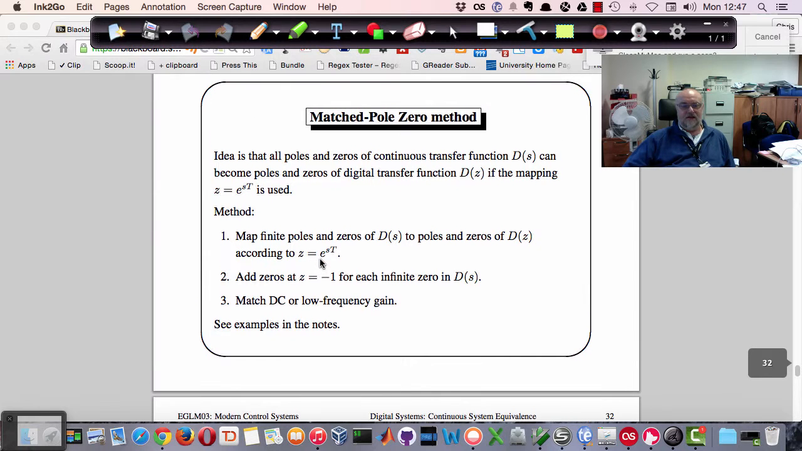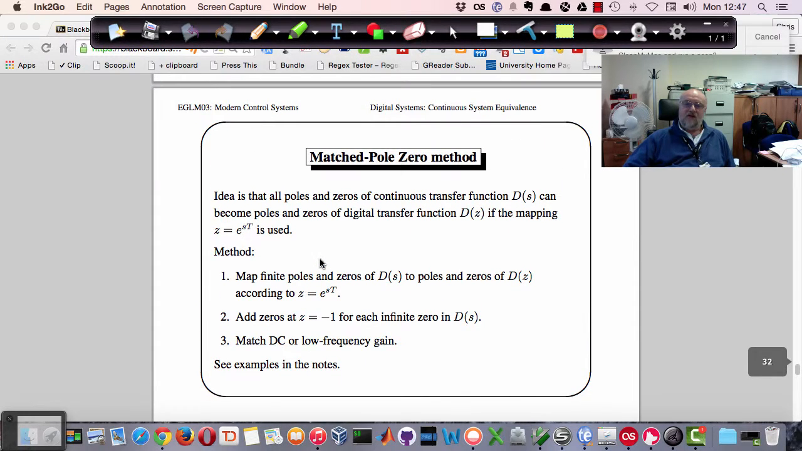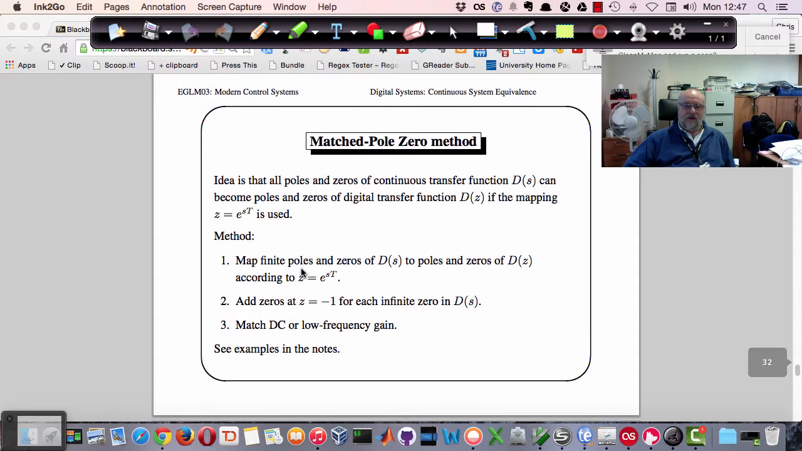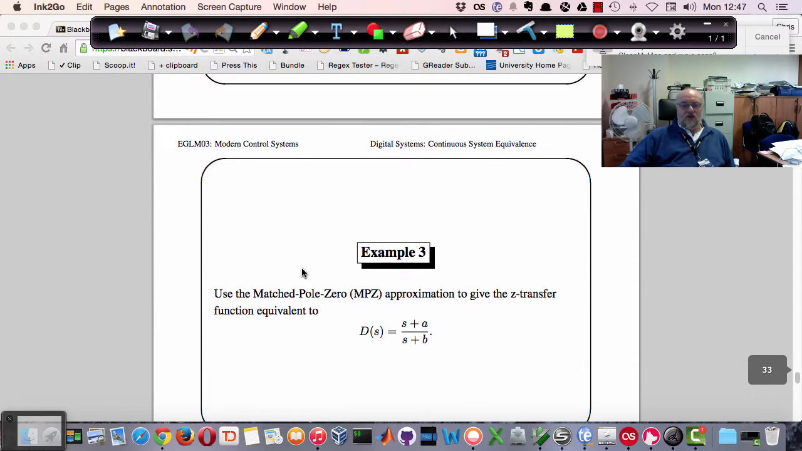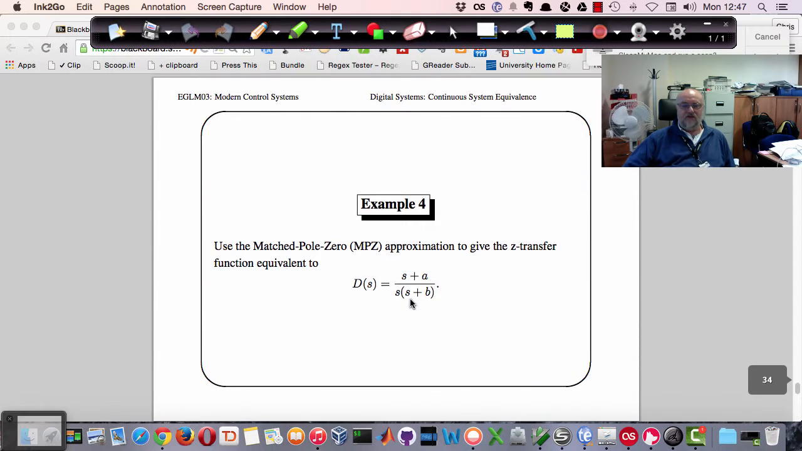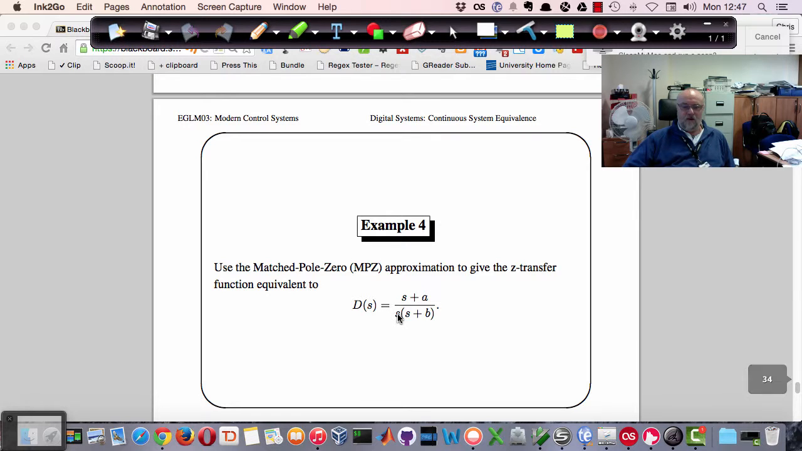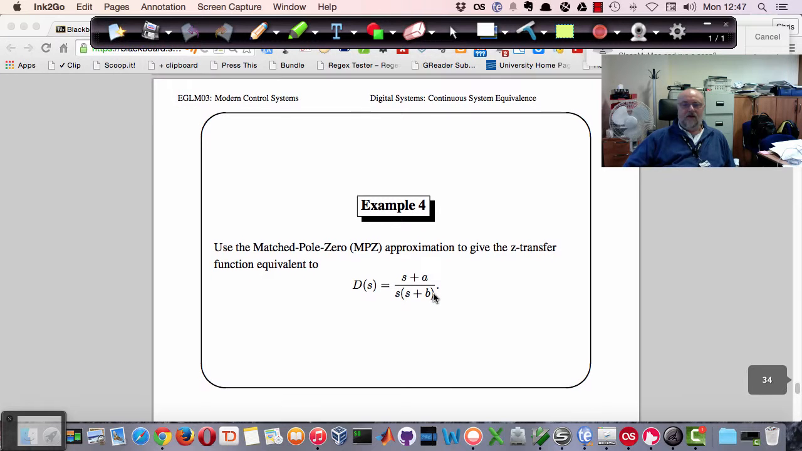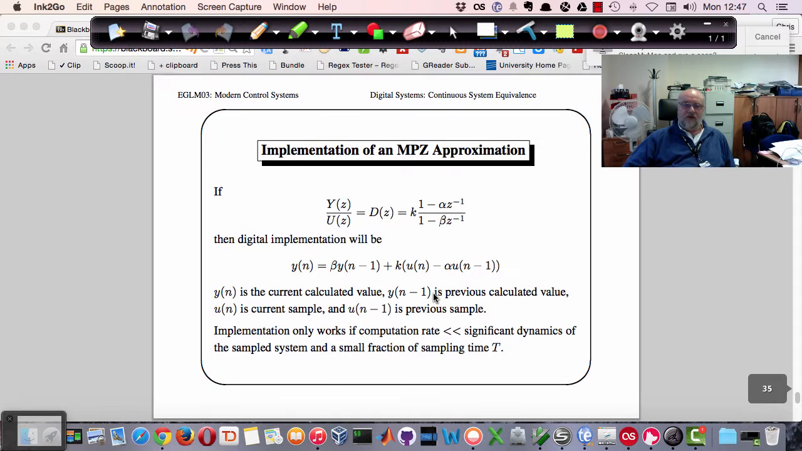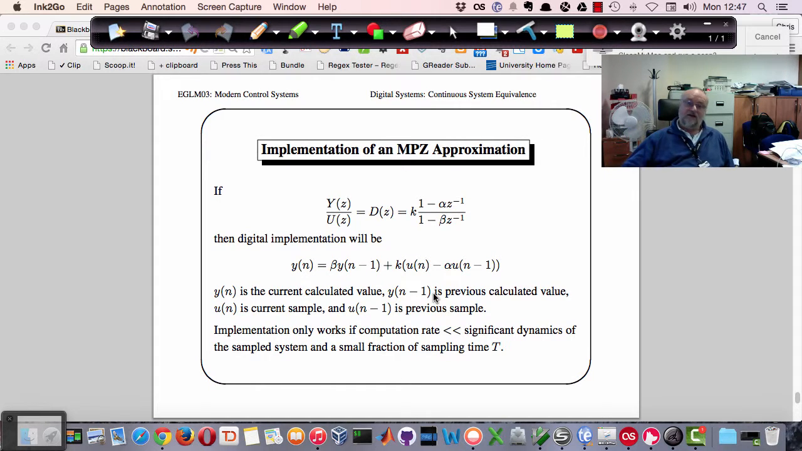And then we match the DC and or low frequency gains so that the two transfer functions have the same DC relationship. So we will show you how we use that operation in this example. This is an example where we have the same number of poles and zeros. And then in the fourth example, we have one more pole and zero, so we need to add this extra zero at z equals minus 1 in order to solve it. And if we implement an MPZ approximation, we're going to basically get a transfer function. This is for the first order case, something like this.